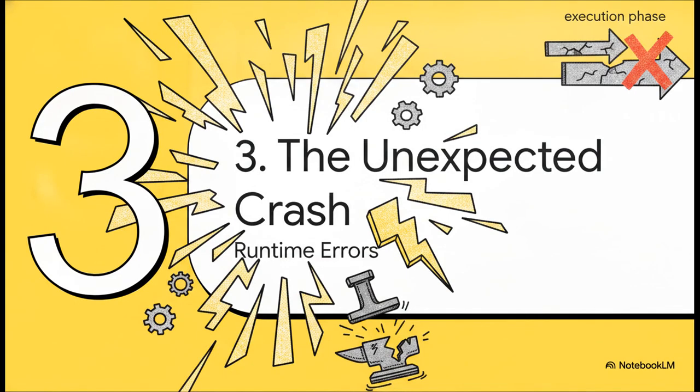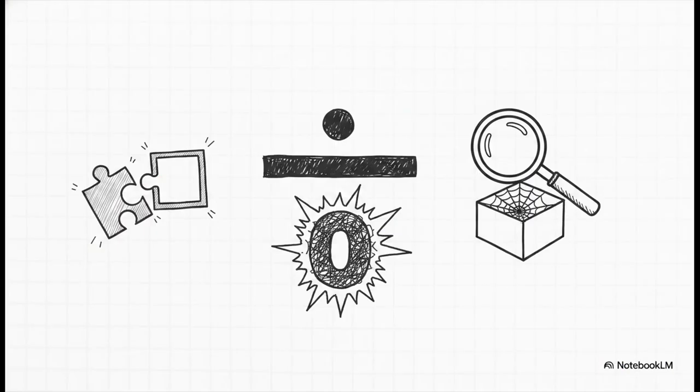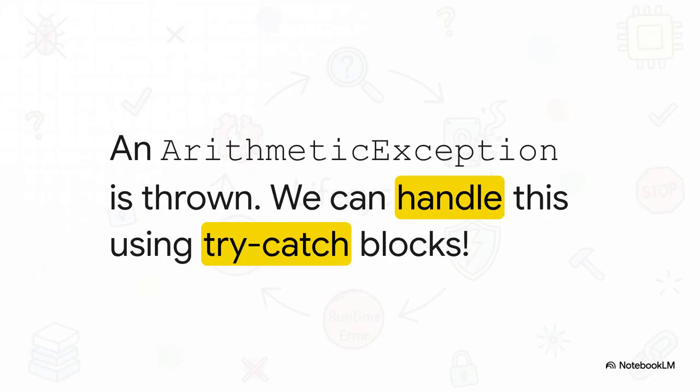Moving right along to Section 3, runtime, the unexpected crash. Okay, so now we've reached the execution phase. At this point, your code compiled perfectly, the syntax is flawless, but the crash happens the exact moment the code actually tries to perform the work. Take dividing integer a by integer b. Syntactically, that is completely valid Java. The compiler gives it a green light. But because b is 0, we are asking the computer to do the mathematically impossible. You'll also see this with things like accessing an invalid array index or the infamous null object access. The second execution hits that impossible math, you get a crash output. In this case, an arithmetic exception for dividing by 0.